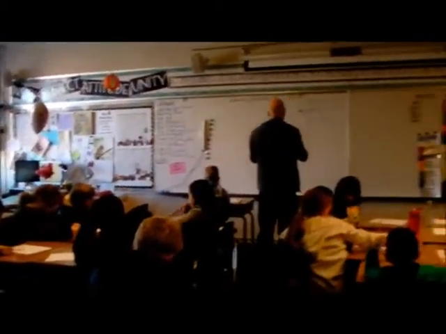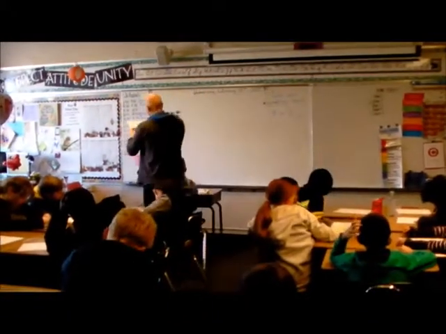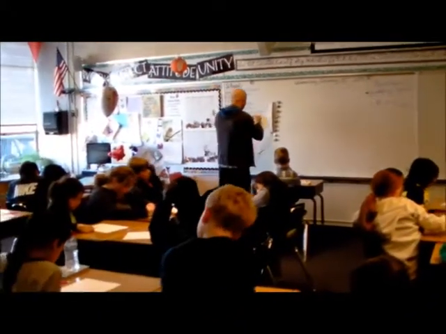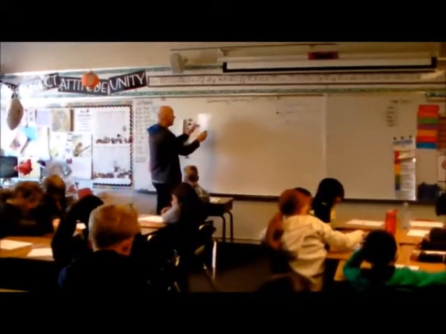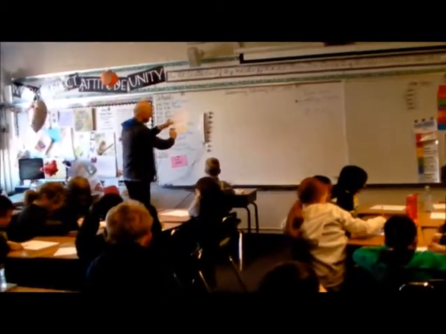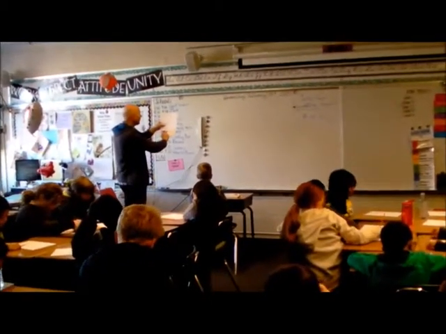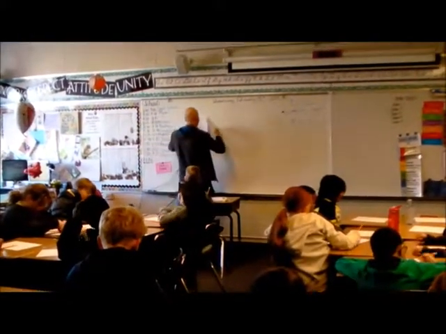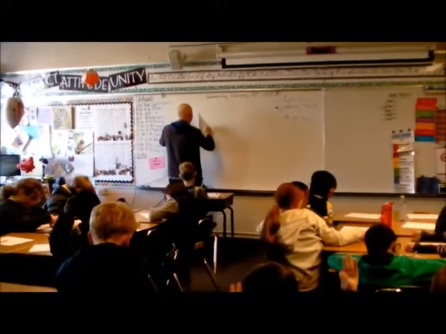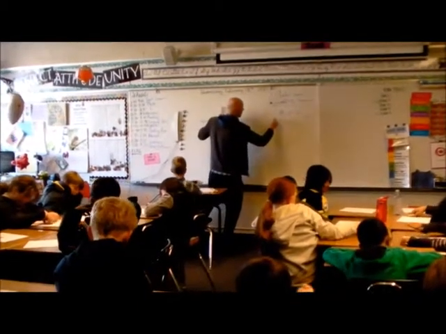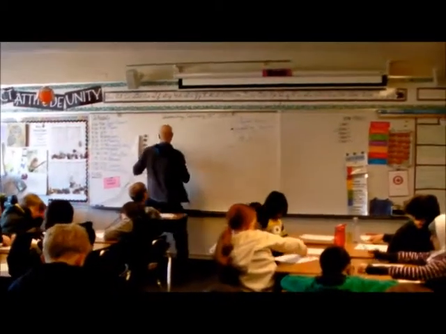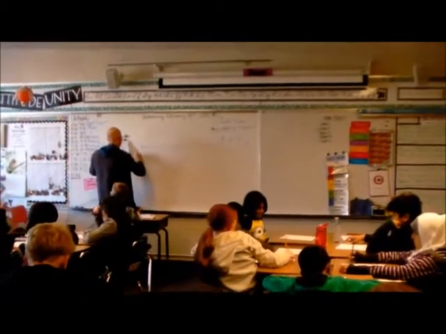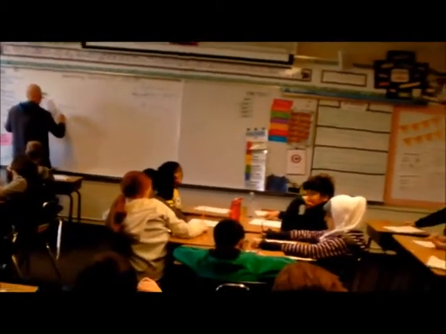It says, use the table of favorite colors to make a line plot. It's got a table of numbers, and it says 3 people like red, 4 people like blue, 2 people like green, 8 people like purple, and 5 people like yellow. So I'm going to put these in a line.